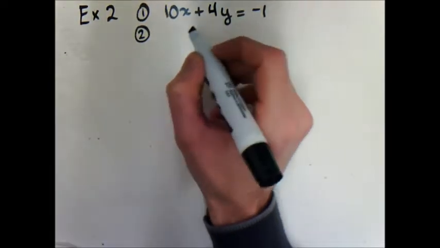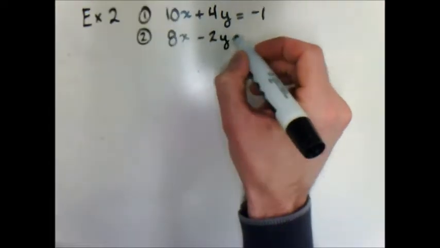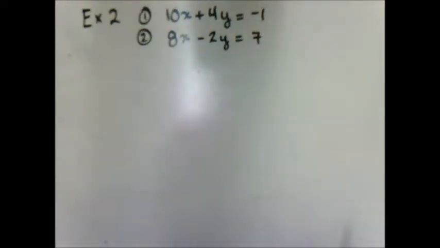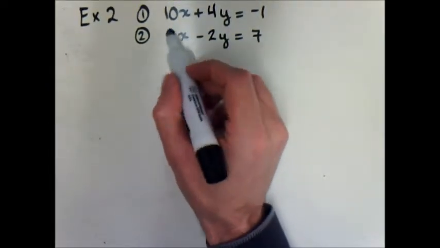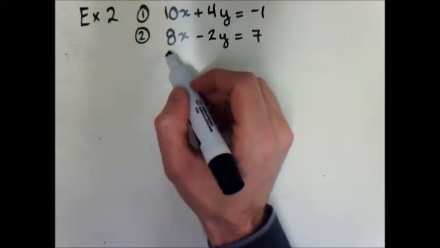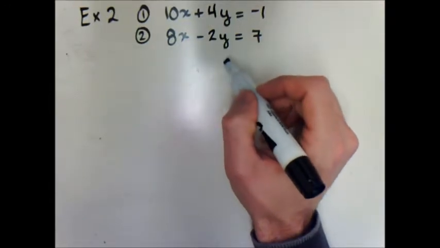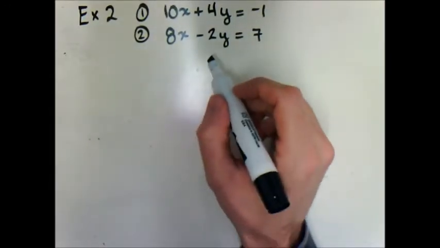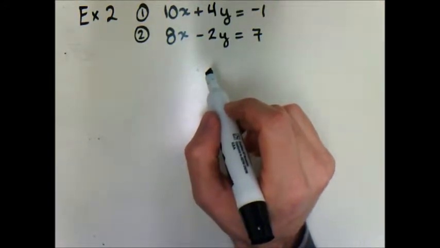Okay. And equation 2 is given as 8x minus 2y equals 7. And we want to use the process of elimination, which means we're going to try to eliminate one of the variables. But my x's have two different coefficients, 10 and 8, so I can't immediately add and subtract them. And my y's have 4 and negative 2, so I cannot immediately eliminate the y's. So what could I do?